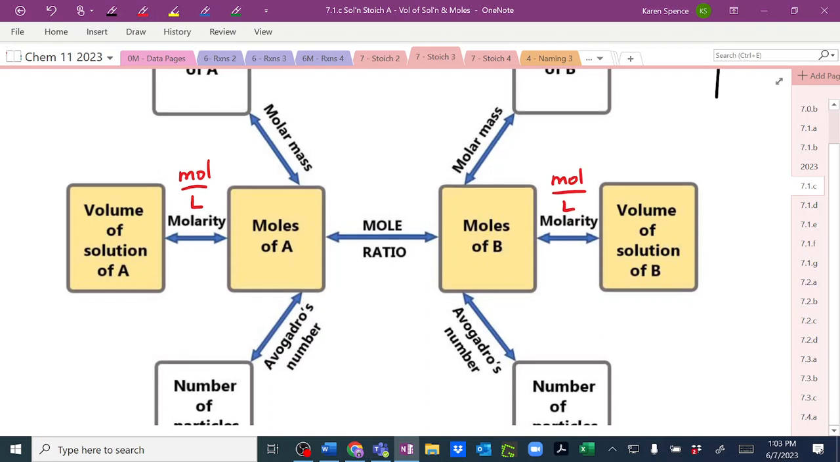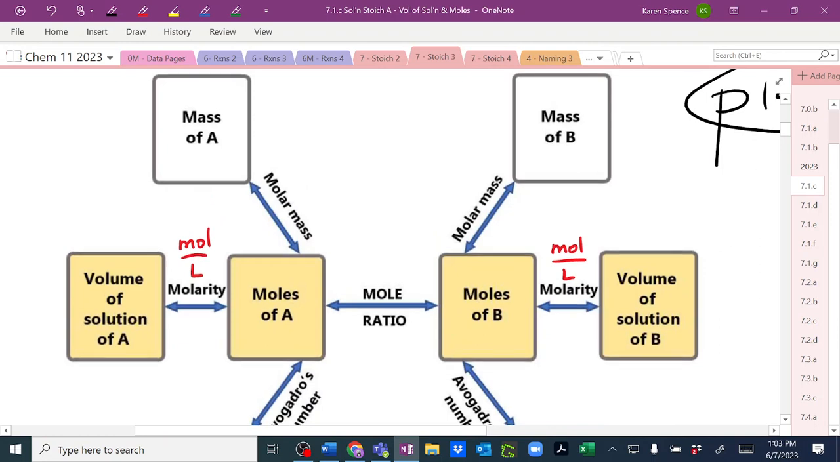Now, last day we were using the molar mass. What is the unit of molar mass? Grams per mole. Where do you find those grams per mole? You find those grams per mole on the periodic table. And finally, the big picture of stoichiometry is all about this mole ratio. Where do we get the mole ratio from? That's from the coefficients.